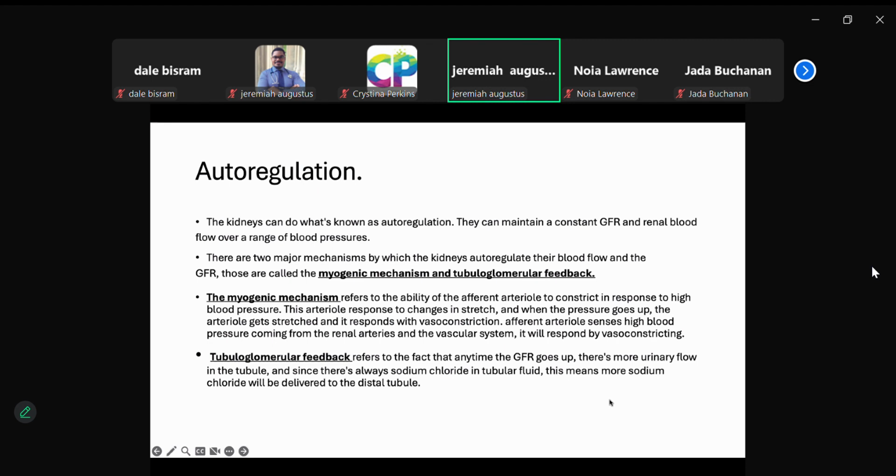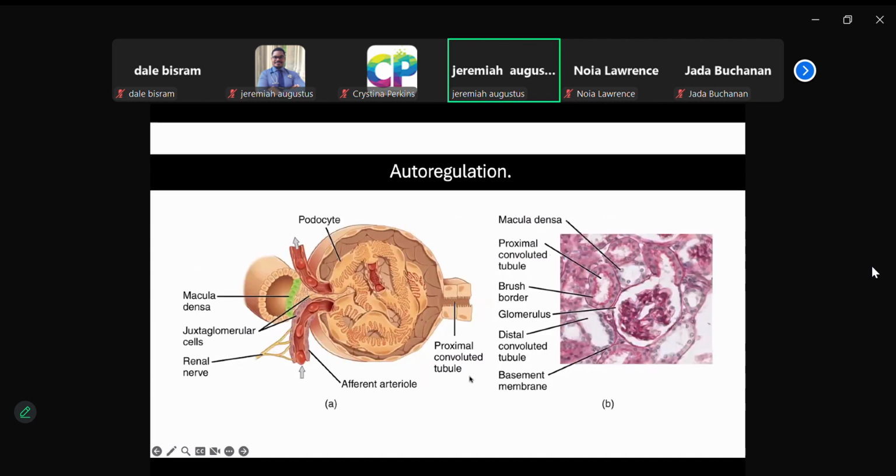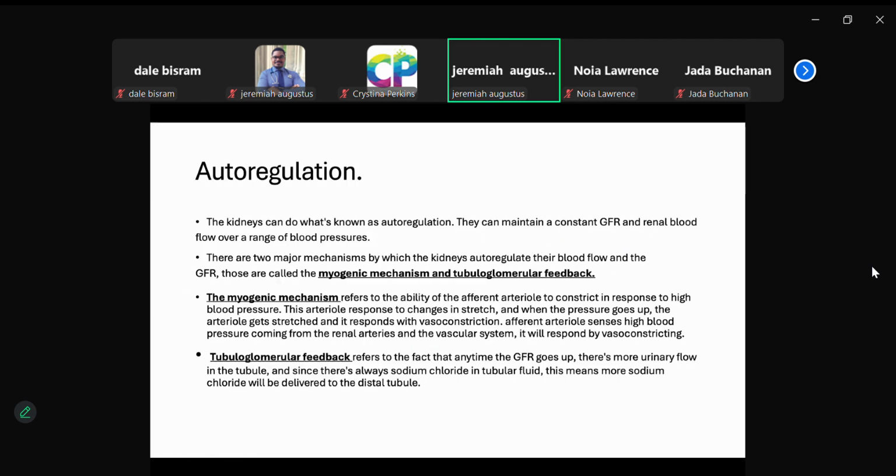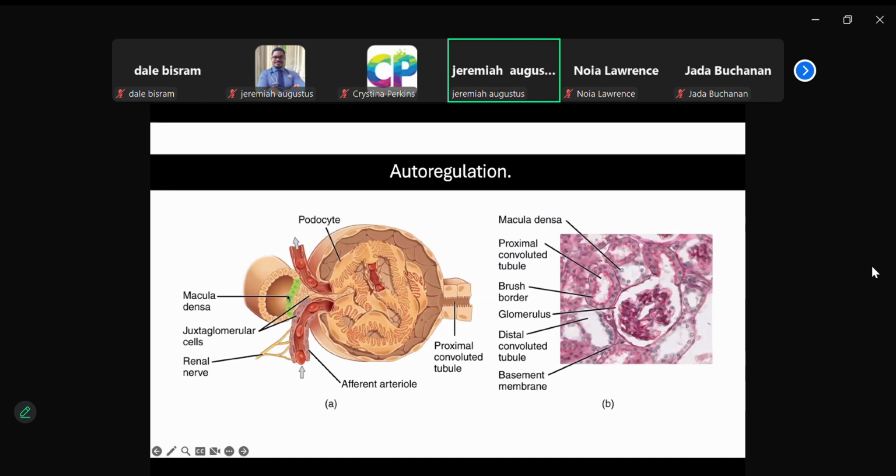All right. Now, these only work to a point. If a patient is severely hypotensive, it's not going to work. It can work so much and no more. And if a patient is severely hypertensive, it can only work so much and no more. Right. So it has to be within a normal range of blood pressures for the kidneys to work properly. All right. So what are the two? Myogenic and tubuloglomerular feedback.